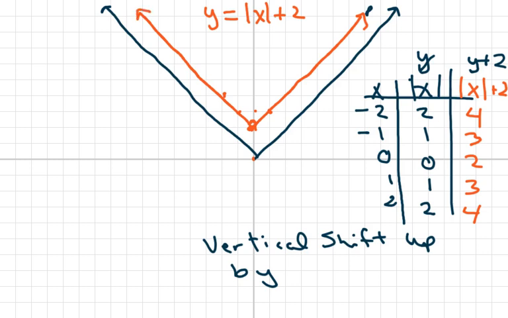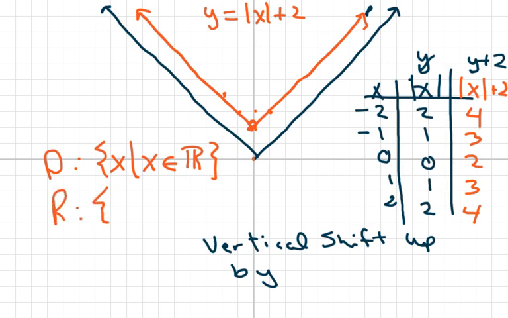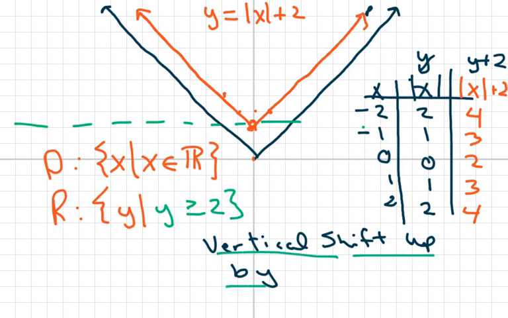Okay? Domain is x, such that x belongs to all real numbers. We can put any numbers here. But our range changed here. Our range is y, but now, since we shifted this up, we're going to say y is greater than or equal to 2. And it's a vertical shift up by 2 units.